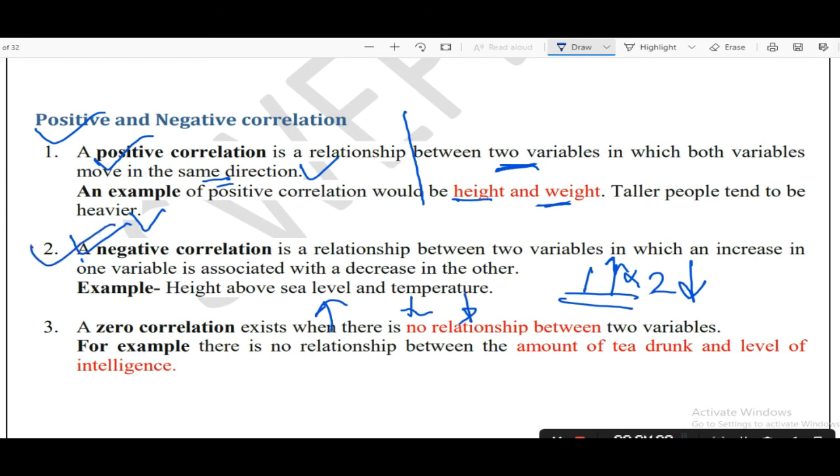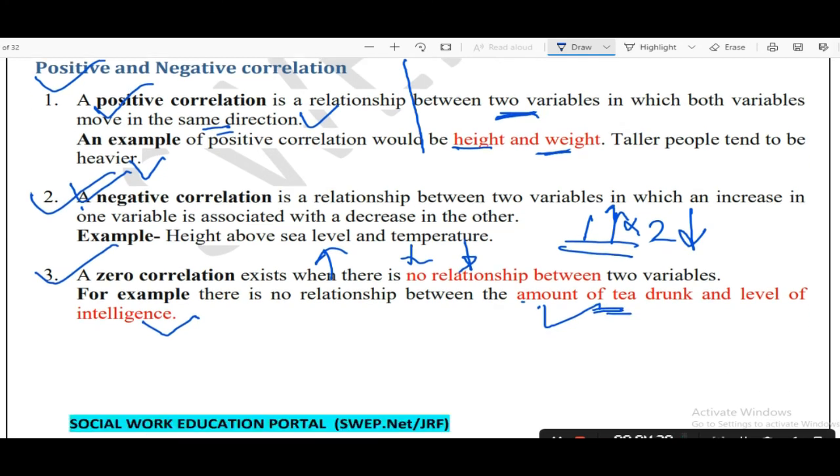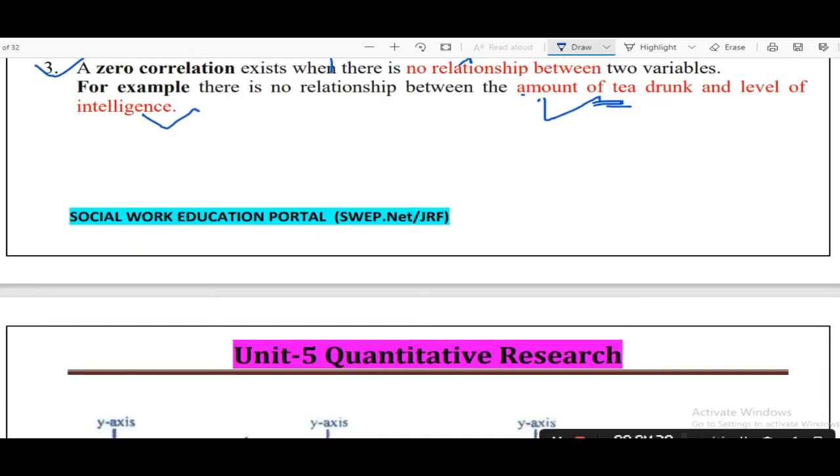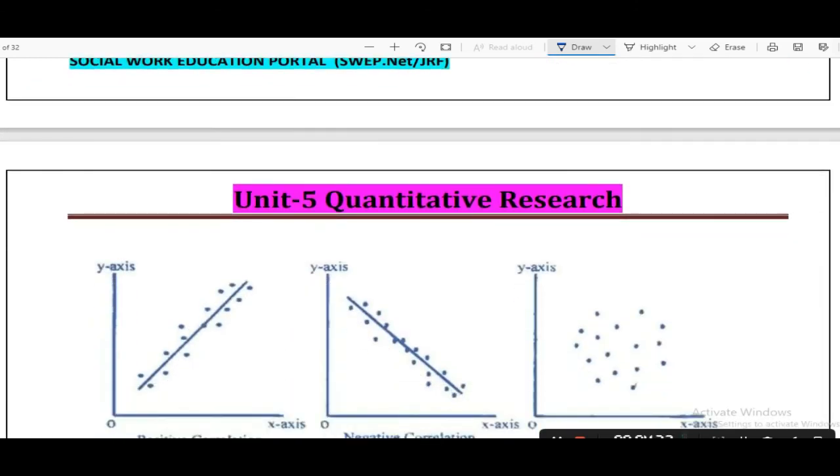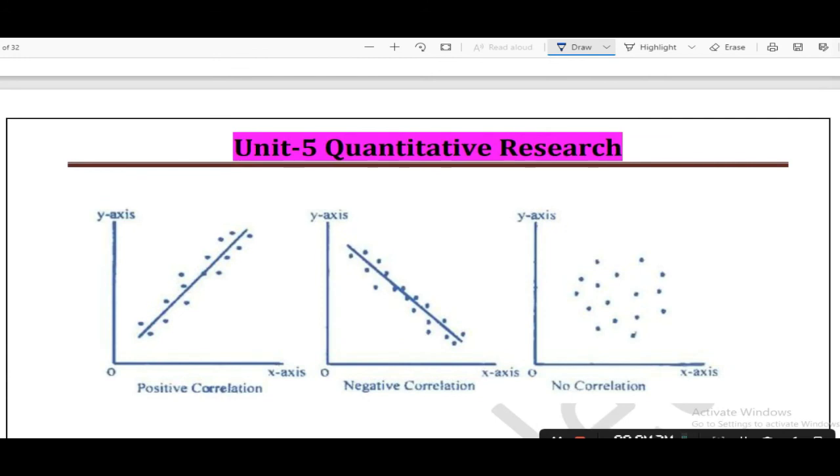And third is zero correlation, when there is no relation between the variables, like the amount of tea you drink and intelligence. How intelligent you are doesn't depend upon the amount of tea you drink. So this is called zero correlation. Now you can see here the diagram, the graphs of positive, negative and no correlation. This is the positive correlation, this is the negative, and this is the no correlation.